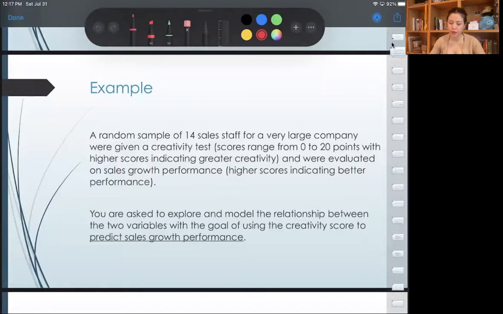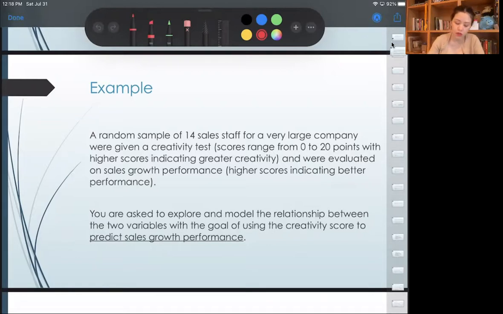A random sample of 14 sales staff for a very large company were given a creativity test. Scores range from 0 to 20 points, with higher scores indicating greater creativity, and were evaluated on sales growth performance. Higher scores indicate better performance. Right? So you are asked to explore and model the relationship between two variables with the goal of using the creativity score to predict sales growth performance.